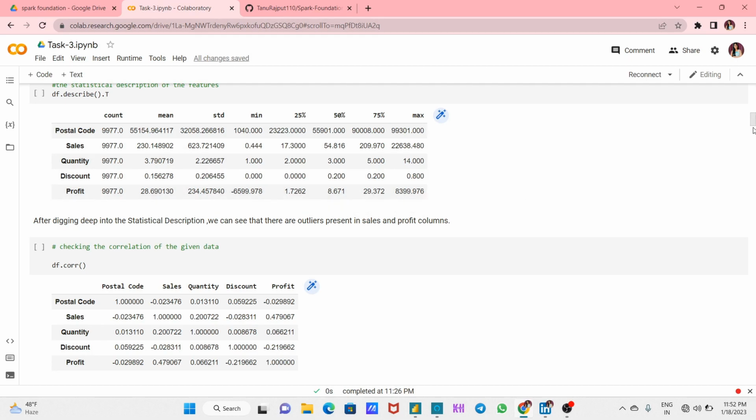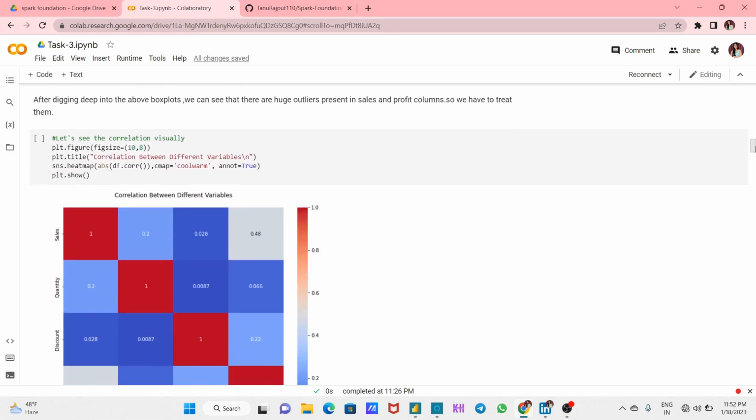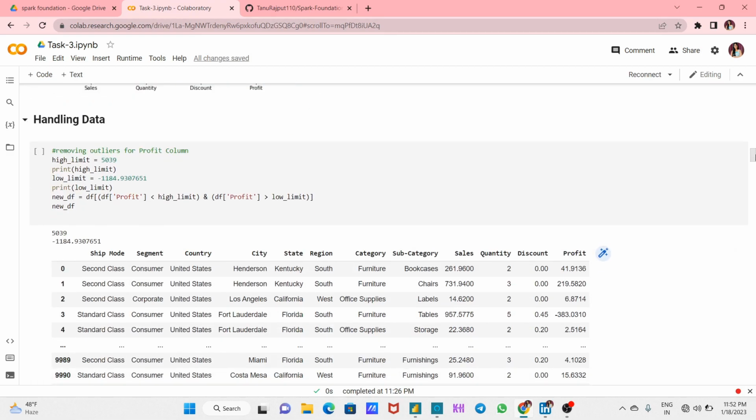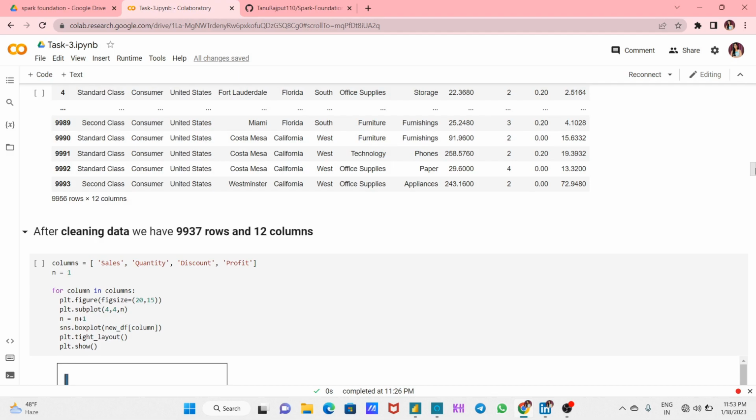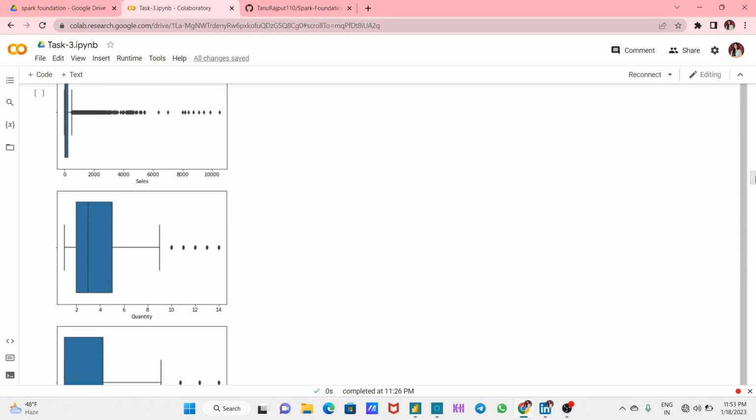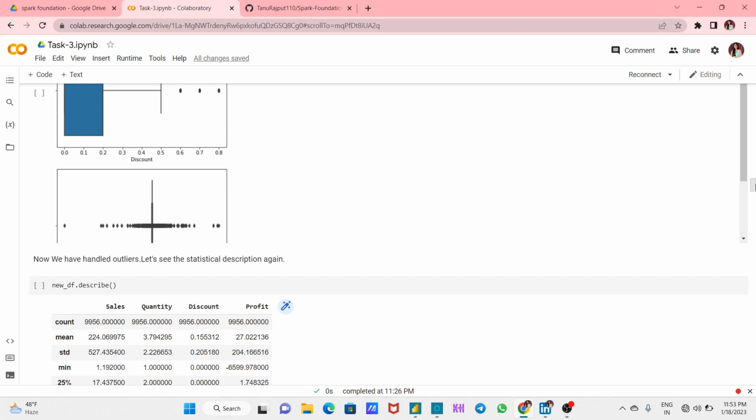So I used these high and low limits for handling outliers. Here I apply a condition where I want all the records in the profit column which are lesser than the high limit and greater than the low limit. I do the same thing for the sales column, and now I have handled the outliers. After handling outliers, we have 9,937 rows and 12 columns. Now we can see the box plot again to check if any outlier is present. So now we have handled it.